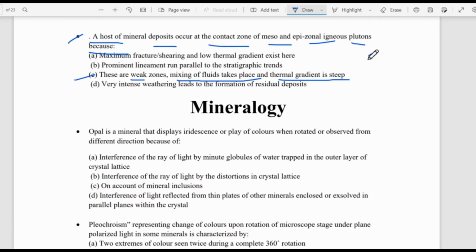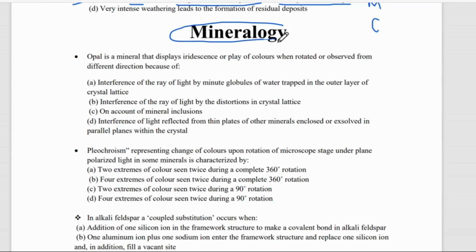So you know that in there is initially epizone, mesozone and catazone. So the next subject is mineralogy.